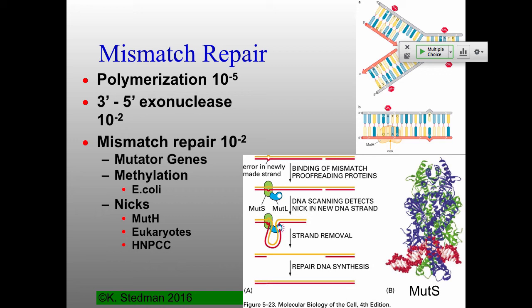But when you have a mismatch, you're going to have a normal backbone, because the polymerase has gone over that. You've already got all your 5' and 3' linkages there.